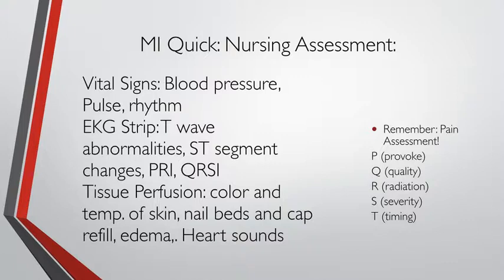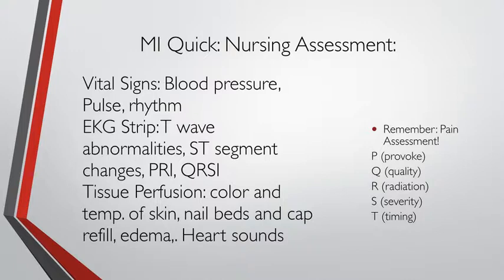We're also going to get a set of vital signs. We want to look at that EKG strip, and what we're looking for are ST segment changes, ST elevation, ST depression, or a T wave inversion. We want to look for the QRS, the PRI, and very importantly, we want to ensure these patients are perfusing. So their heart is beating. Are they getting adequate blood flow to their body? So looking at the color and the temperature of their skin, looking at their cap refill, looking for edema. What is their pulse quality? What are their heart sounds like?